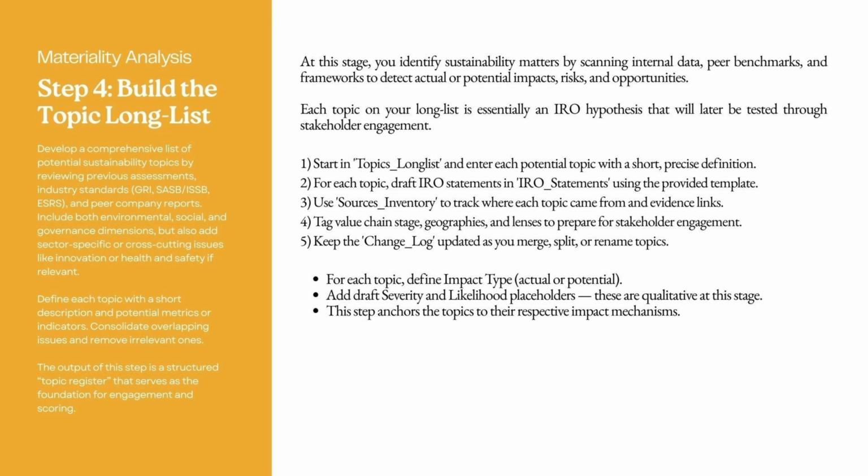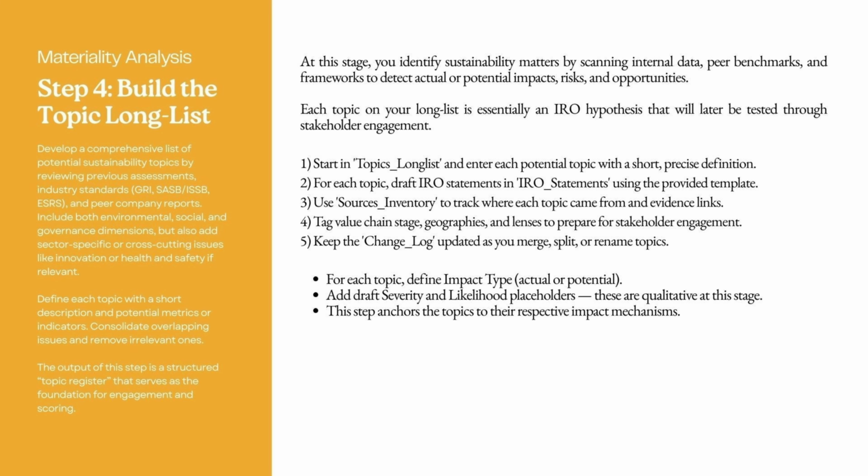At this stage, sustainability matters are identified by scanning internal data, peer benchmarks, and relevant frameworks to detect actual or potential impacts, risks, and opportunities. This includes reviewing previous assessments, industry standards, and company reports to ensure the long list is comprehensive and evidence-based. Each topic included in the long list is treated as an IRO hypothesis. This means it represents a potential impact, risk, or opportunity that will later be tested and validated through stakeholder engagement and scoring.